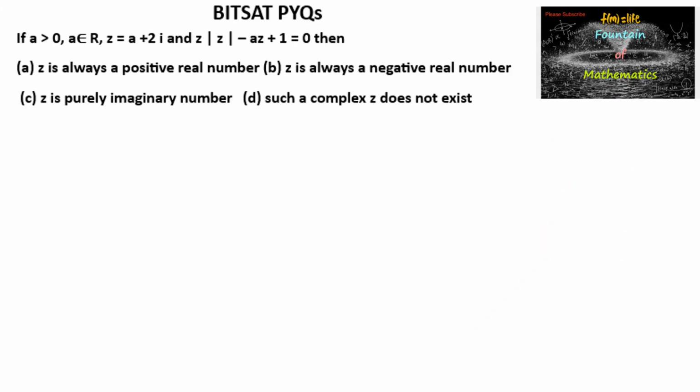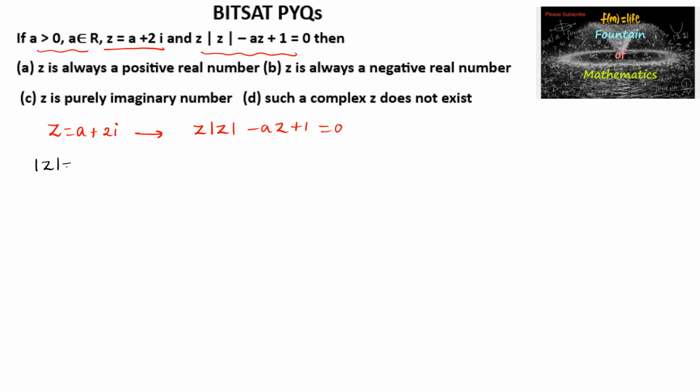Given here z is equal to a plus 2i, where a is a positive real number, and z into mod z minus az plus 1 equals 0 is satisfying. So that we need to find out among the four options which is correct. So let us substitute z is equal to a plus 2i in the equation z into mod z minus az plus 1 is equal to 0.